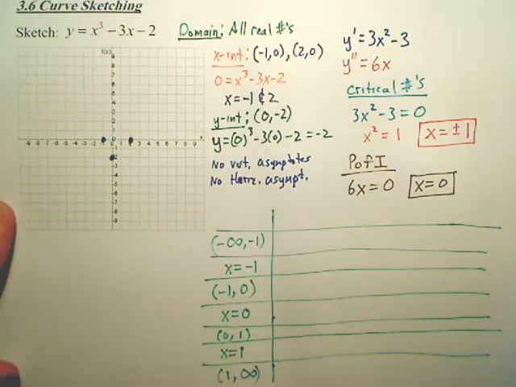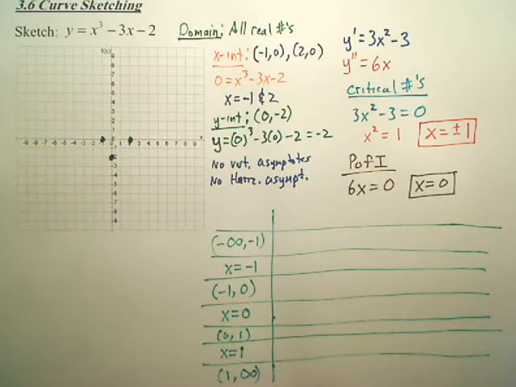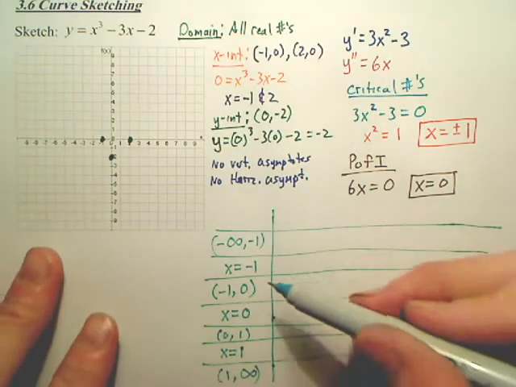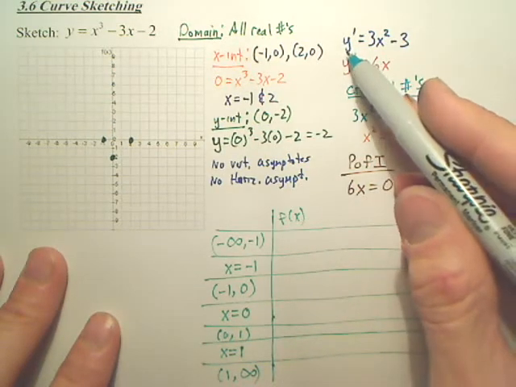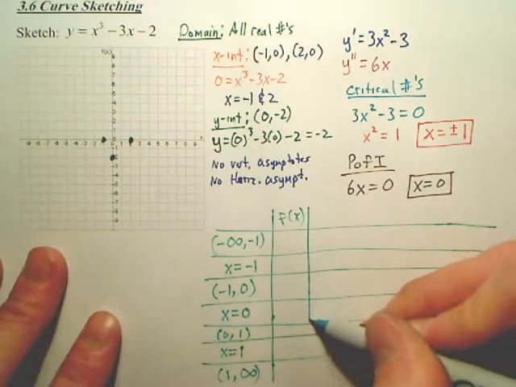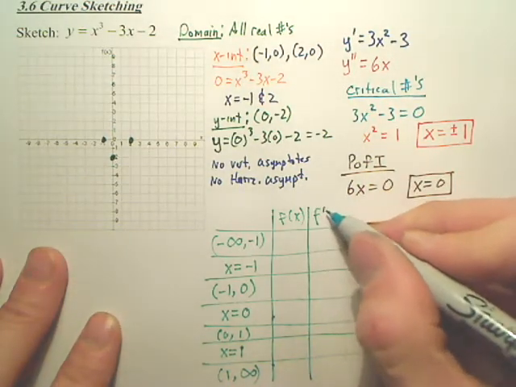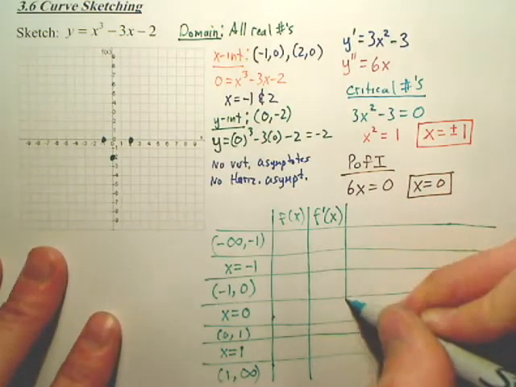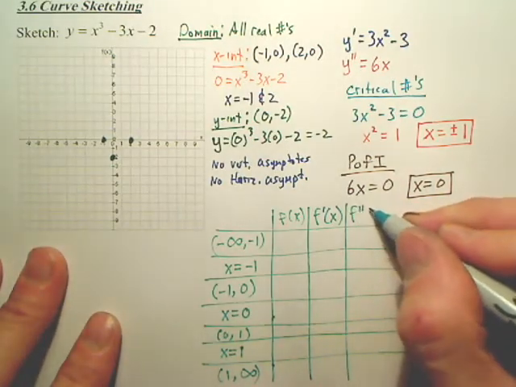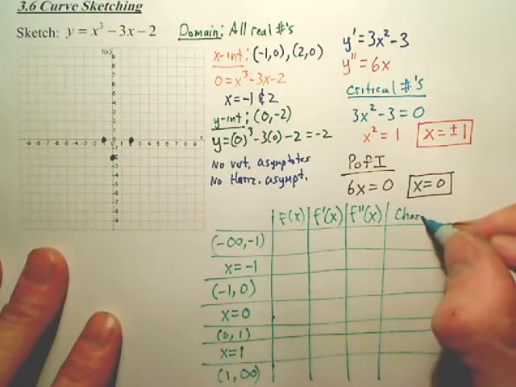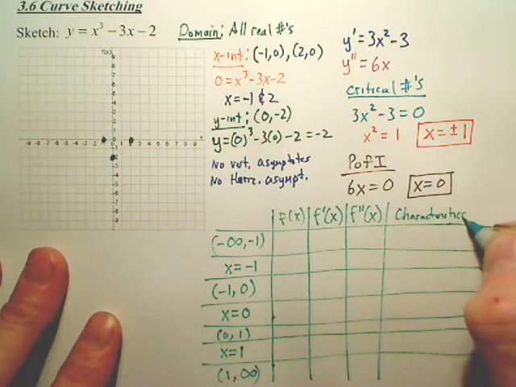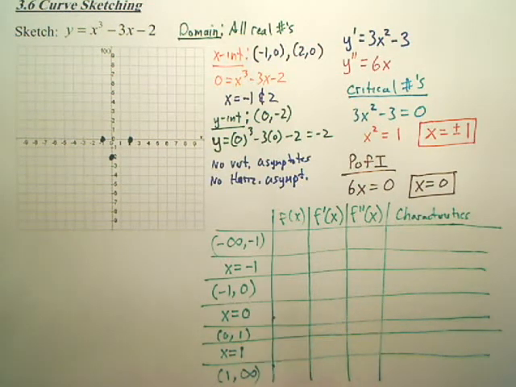Okay. Now, we're not done with our table. Do we have all our intervals? Do we have all our values? This is going to be f of x. Now, is this an f of x? No. But f of x just means the original equation. Then we want the derivative. Then we want the second derivative. And then we want what we call characteristics. We're going to talk about the characteristics from what we learned.